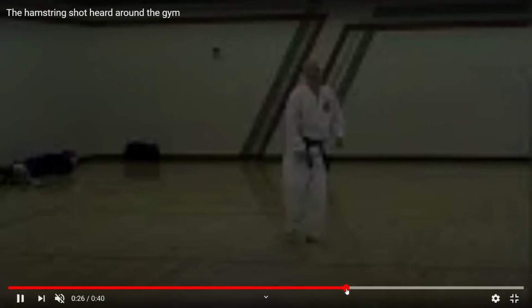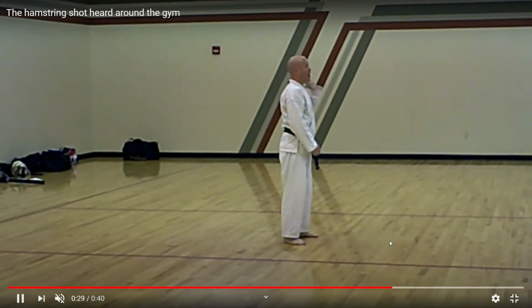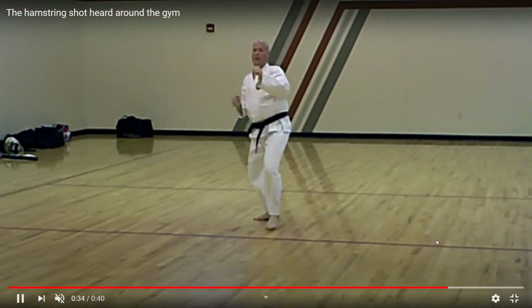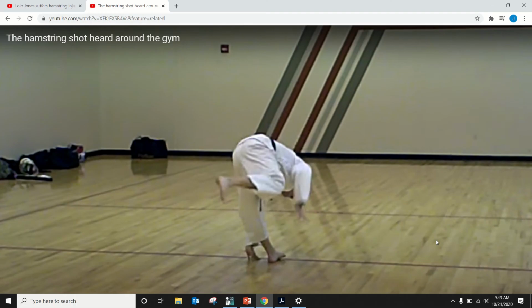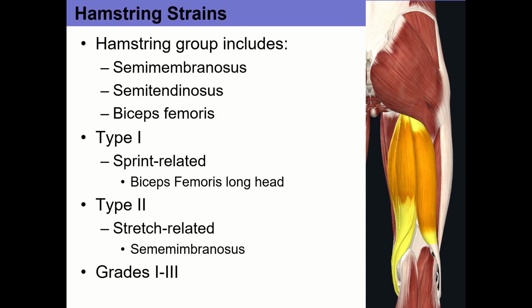So what ends up happening there, of course, is that his knee is going to be extended, so his hamstrings are going to be stretched out, and then as he loses balance a little bit and falls forward, the hamstrings are going to have to contract to stabilize the pelvis to keep it from tilting anteriorly, and that just overloads them. Almost always with this overstretch or type 2 injury, you're going to get an injury to the semimembranosus muscle. So the stretch-related ones tend to be semimembranosus. The sprinting ones tend to be biceps femoris.